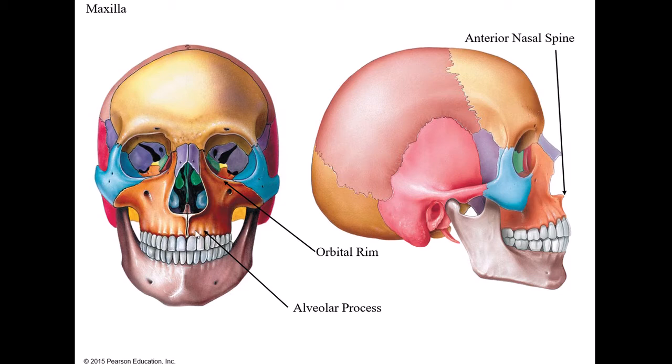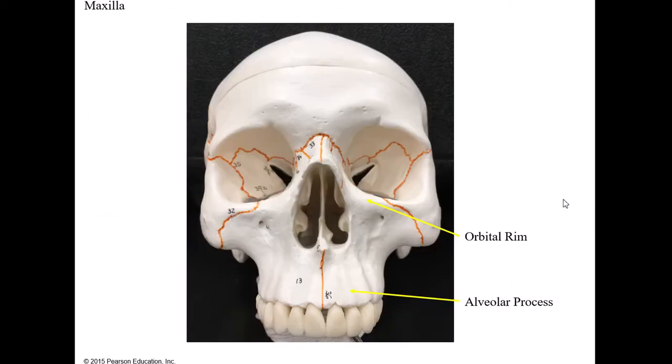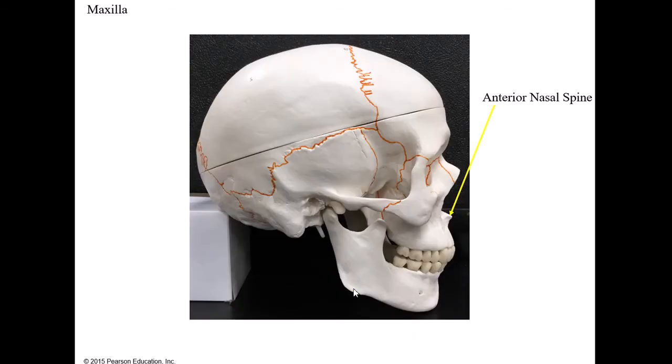And then in the front, we can't see it too well right here, so I did a side view. This little piece of bone sticking out right here is the anterior nasal spine. Okay, on the skull model: orbital rim, the alveolar process, and the anterior nasal spine. Very easy to locate.